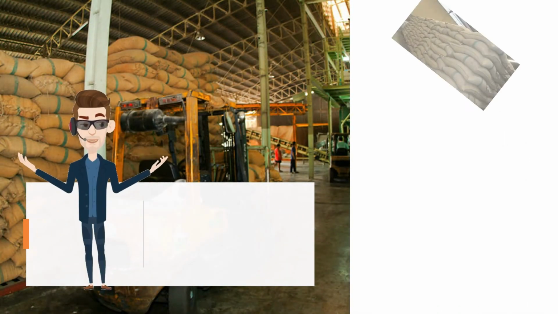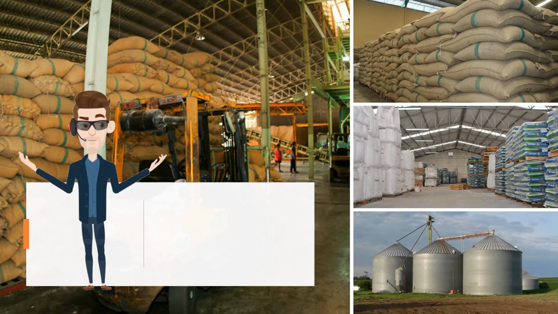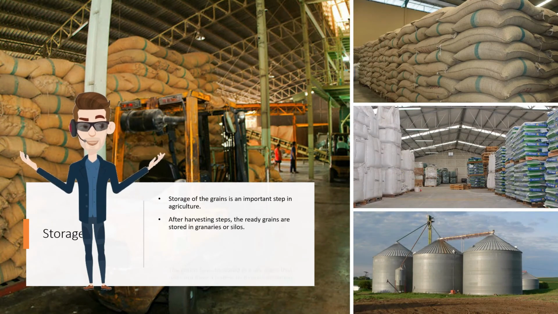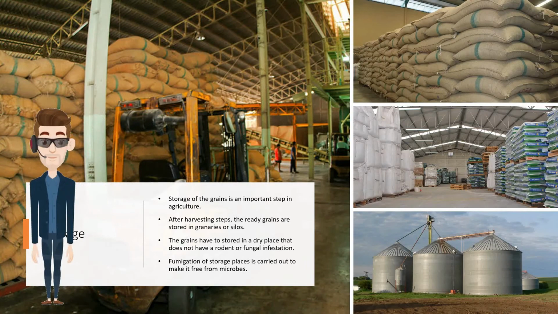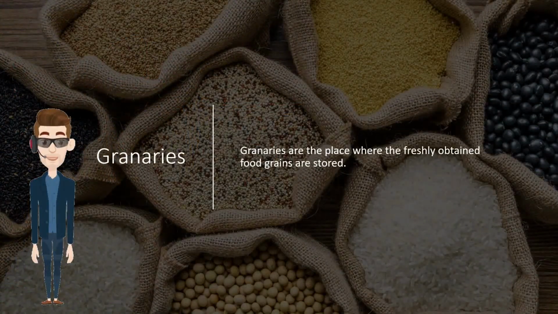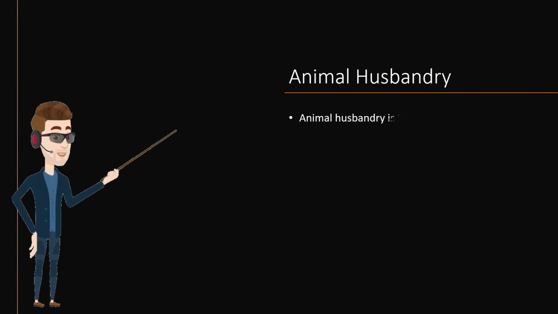Storage. Storage of the grains is an important step in agriculture. After harvesting steps, the ready grains are stored in granaries or silos. The grains have to be stored in a dry place that does not have a rodent or fungal infestation. Fumigation of storage places is carried out to make it free from microbes. Granaries are the place where the freshly obtained food grains are stored. Animal husbandry. Animal husbandry is the management and care of farm animals for milk, egg or meat.